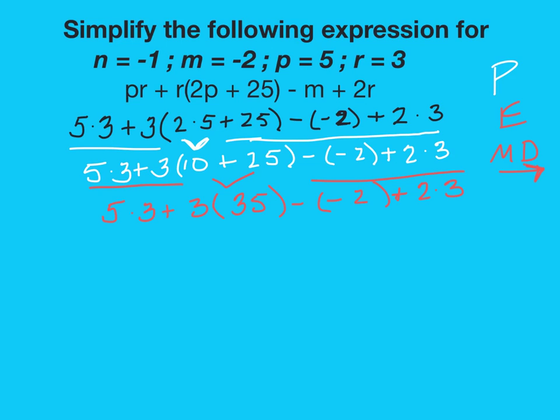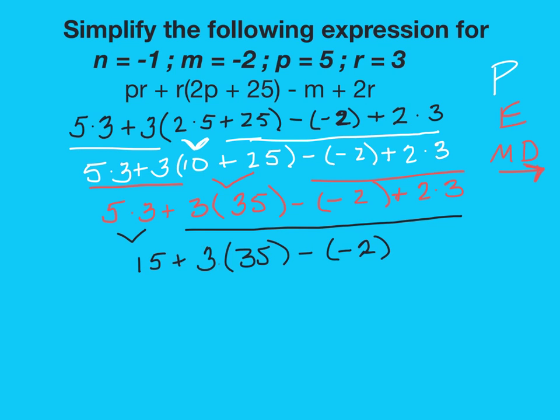So as I go across my problem, the first multiplication or division thing I come to is a multiplication problem of 5 times 3, which is 15, plus 3, well, I did put that parenthesis in the wrong spot. I still would have gotten the correct answer, but we want to make sure we clean it up and make it clear what we're doing. So that's 3 times 35 minus negative 2 plus 2 times 3. So I'm still looking at that multiplication and division in order from left to right.